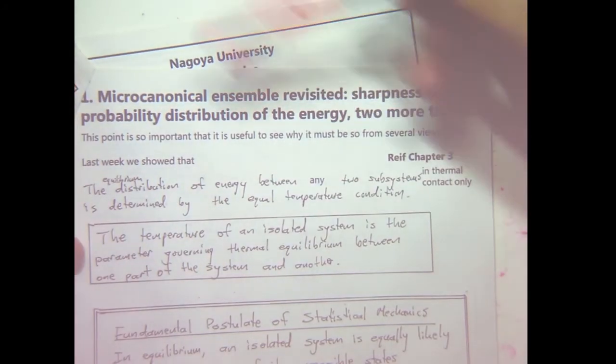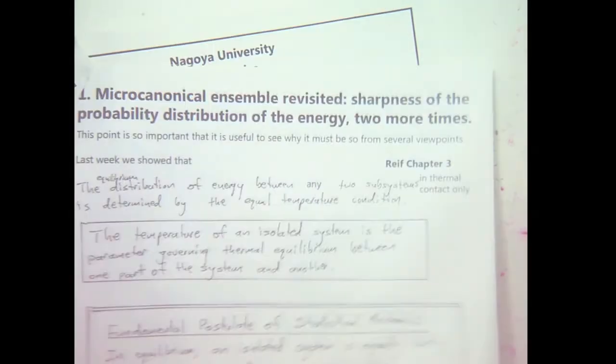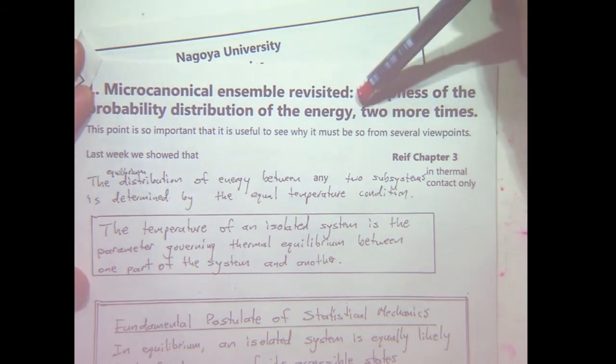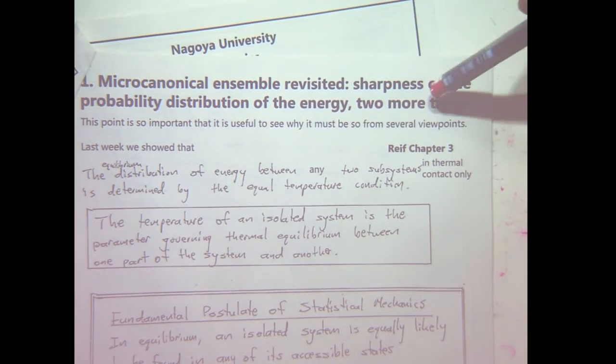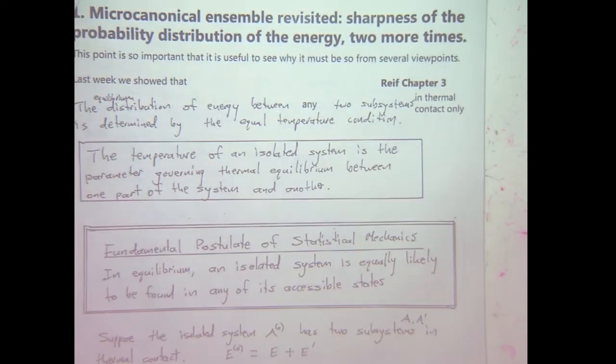All right, so first of all, I want to complete something that I started last week, and it's the sharpness of the probability distribution of the energy. In fact, I want to do it twice, 2 different ways. I really think that with some of these ideas it's useful seeing them derived from different points of view, because with each point of view you learn something, and it contrasts.